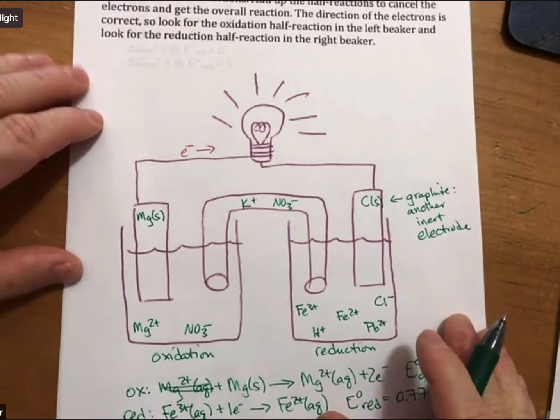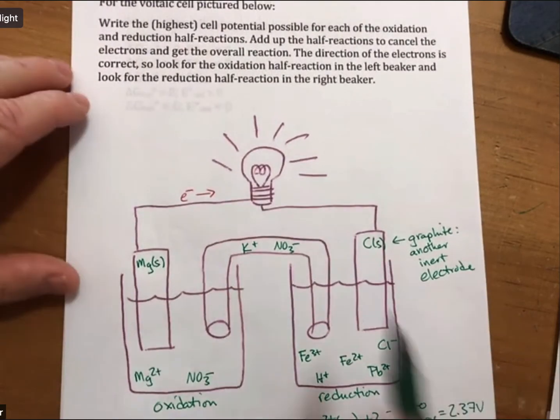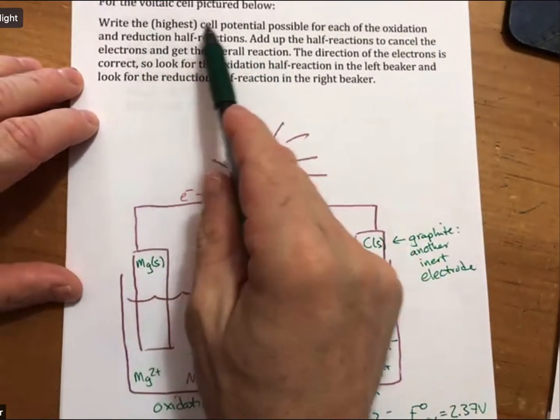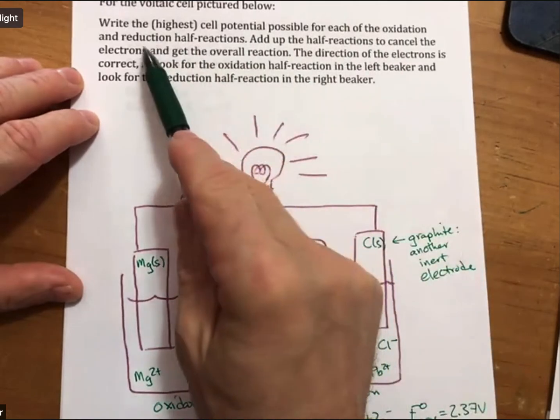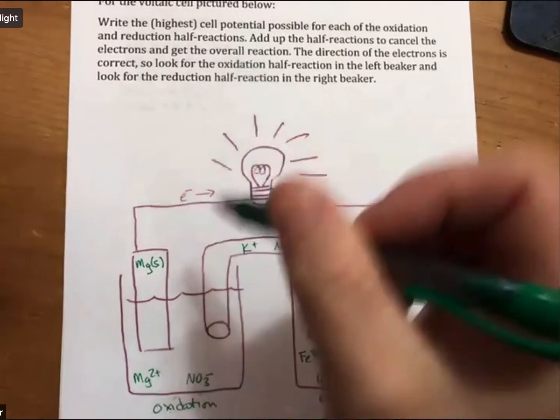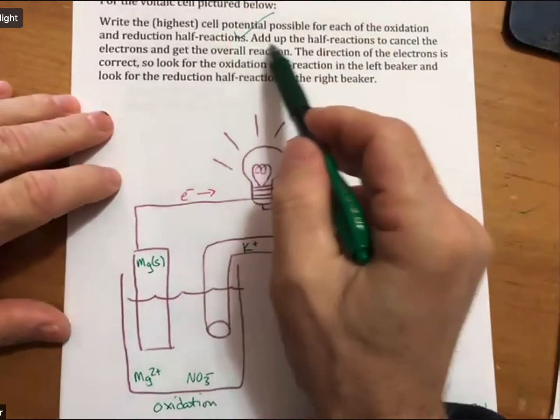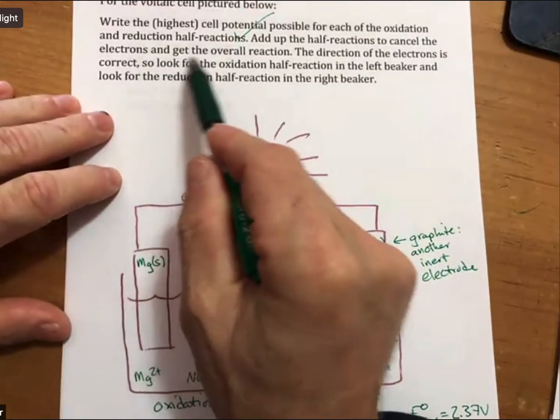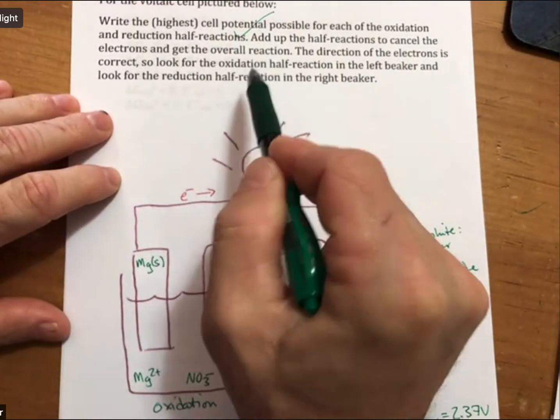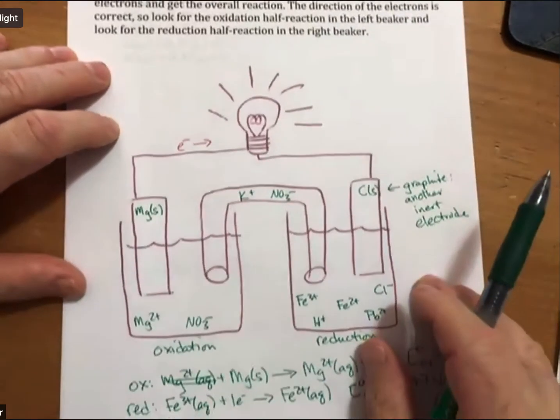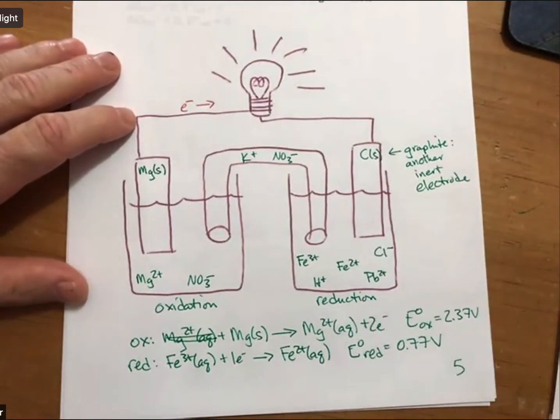And checking in with what we've been asked: write the highest cell potential possible for each of the oxidation and reduction half reactions. Check. Add up the half reactions to cancel the electrons and get the overall reaction. Let's do that next. Jump in anytime if you have questions.